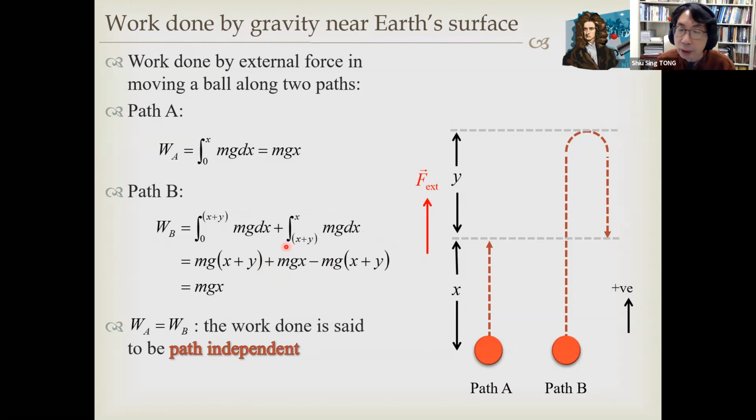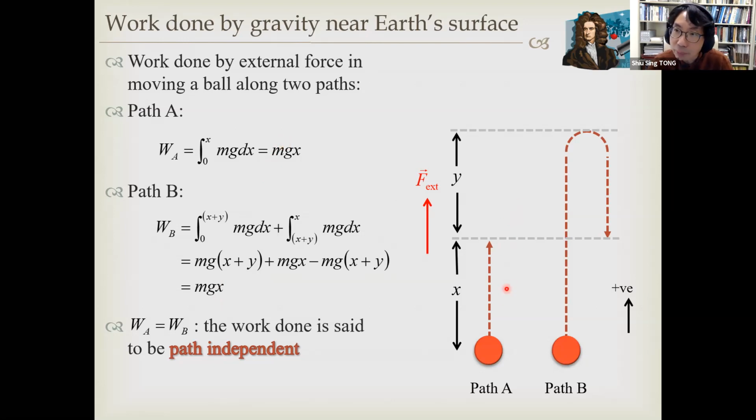Now, of course, after you vary the integral, you can see the x plus y appears in one integral on the upper limit, and in the other integral on the lower limit. So when you vary the integral, the upper limit will contribute a plus term, and the lower limit here will contribute a minus term. And so these two terms will cancel each other. And eventually you only get mgx, just like what we got before, right?